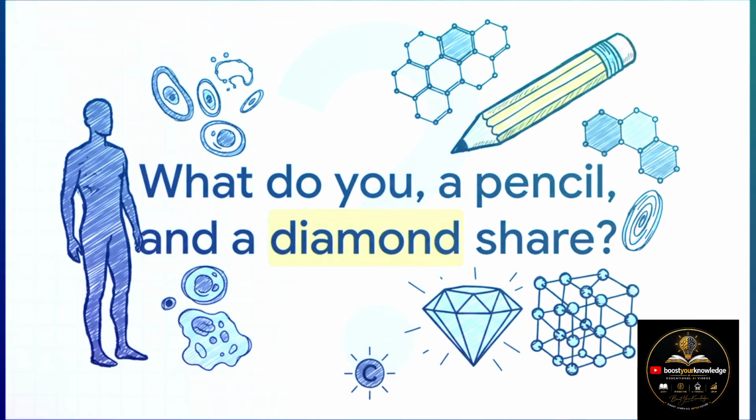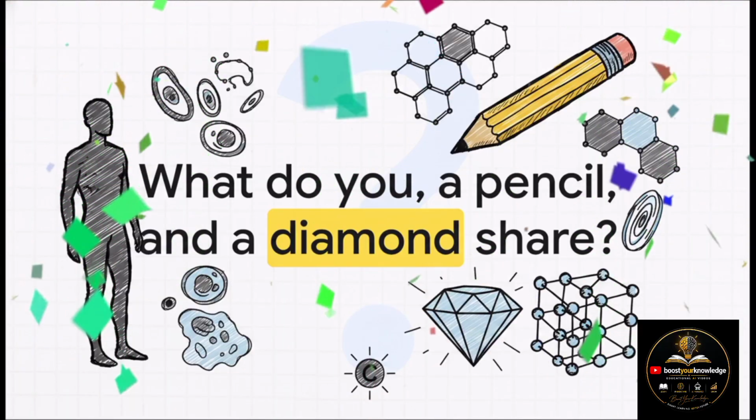So think about this for a second. What do you, the pencil sitting on your desk, and a flawless billion-year-old diamond have in common? I mean, on the surface, absolutely nothing, right? One is a living, breathing human, one's a fragile writing tool, and the other is literally one of the hardest and most expensive materials on Earth.